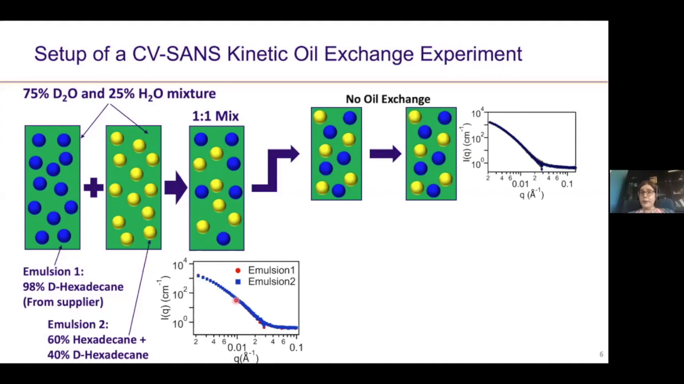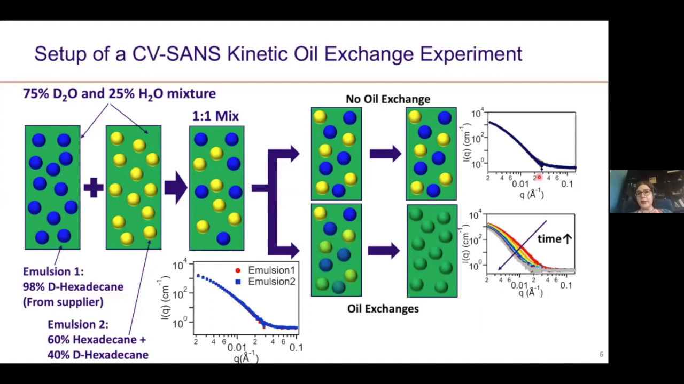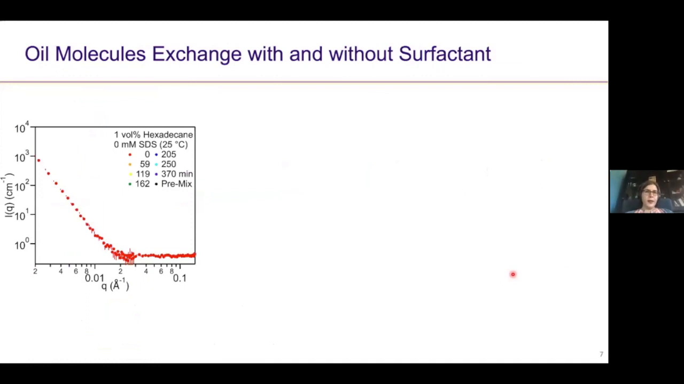So then if you mix them at time zero and nothing happens, let's say there's no exchange in oil, then you would expect nothing to happen. And your intensity, which is here shown in the y-axis of this plot as a function of the wave vector, should be identical and it shouldn't change with time. But if there is exchange of oil between these emulsion systems, then you should see a net change in the intensity, and usually this should be a decrease in the intensity, that you can then monitor as a function of time, and in this way extract information about the kinetics of how these molecules come into and leave emulsion droplets.